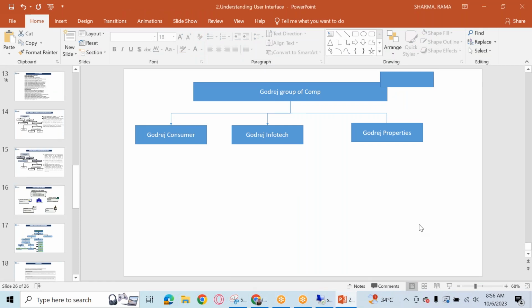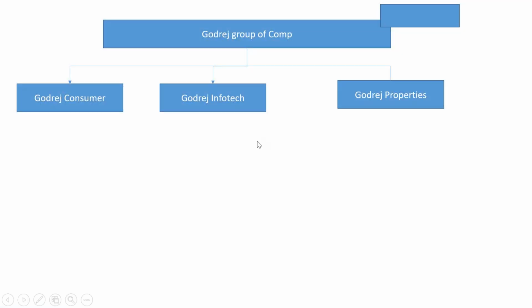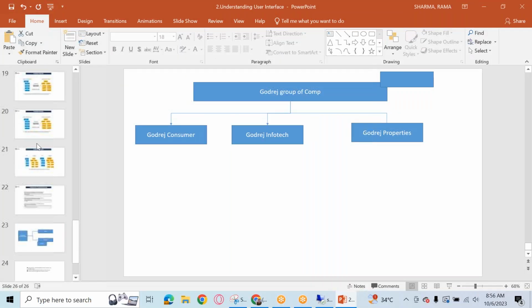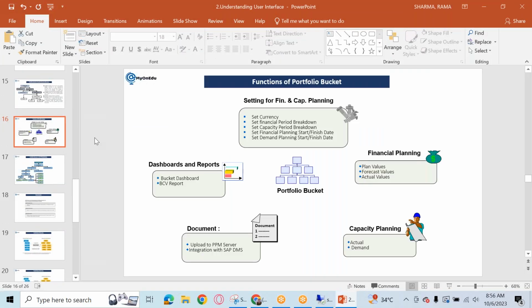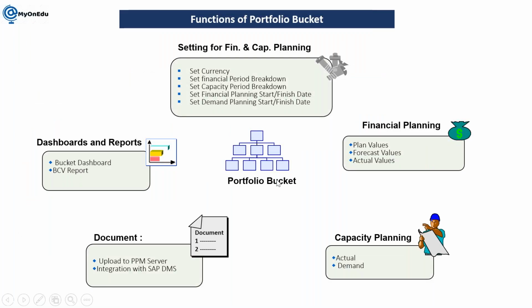Yeah. So here, when we are going to understand the bucket structure, the functions of the portfolio bucket. At first level, we have the portfolio definition. Within it, we have the portfolio bucket structure. At the first level, we can have multiple buckets, and in the hierarchy we can also have multiple levels. So how exactly is it going to help us in any business process? What are the different functions we have in the portfolio bucket?